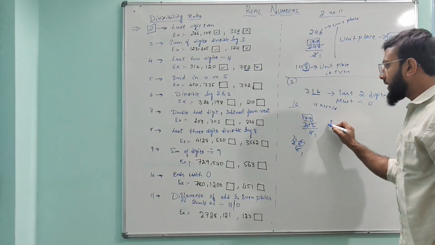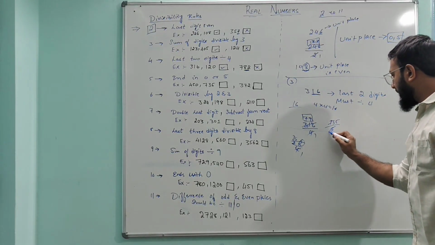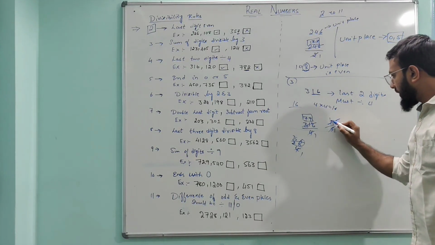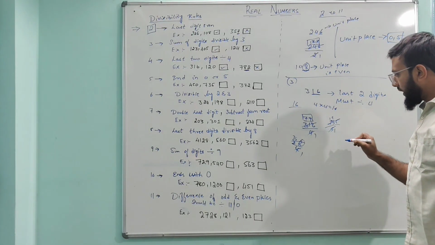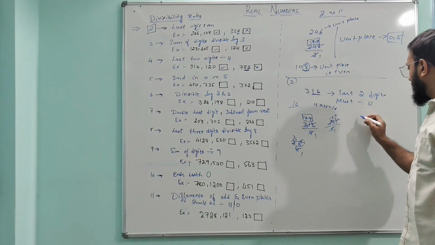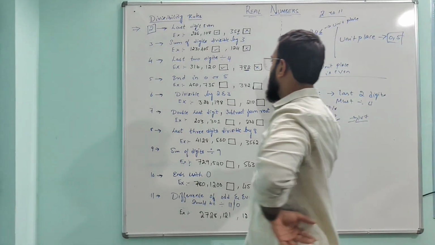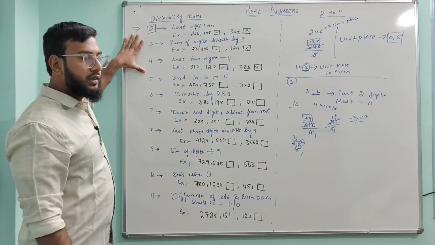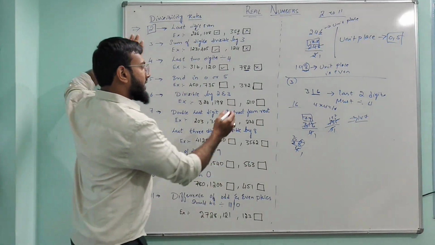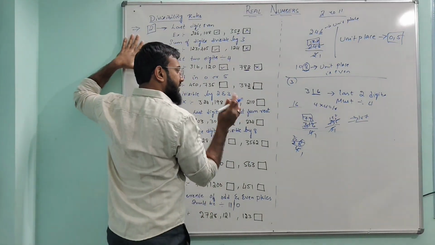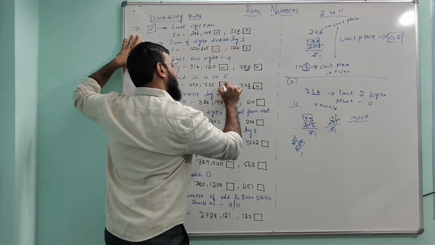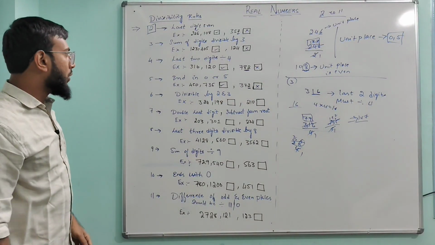Let's take the example 735. Divided by 5. 5 1s are 5. 2 remaining. 5 4s are 20. 3 remaining. 5 7s are 35. So 147. It is divisible. Hope it is clear until here. Check with this: the unit place doesn't have 0 or 5, so it is not divisible. And these two are divisible. Hope it is clear.